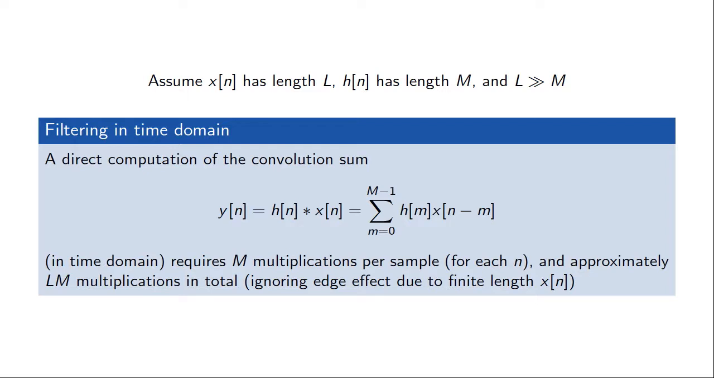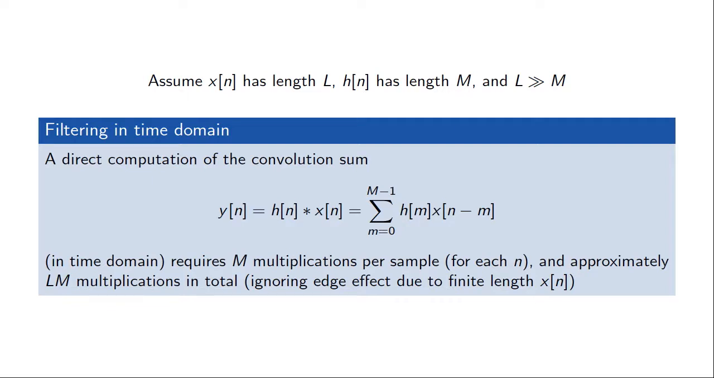So for instance, if we look at the example where we want to, say, bandpass filter a piece of music sampled at CD quality, which will be at 44.1 kilohertz, and if we assume that the input has a length of 4 to 5 minutes, then L would be equal to roughly about 10 million, while an appropriate filter, say a bandpass filter, could have, for instance, length M equal to 100 or so.